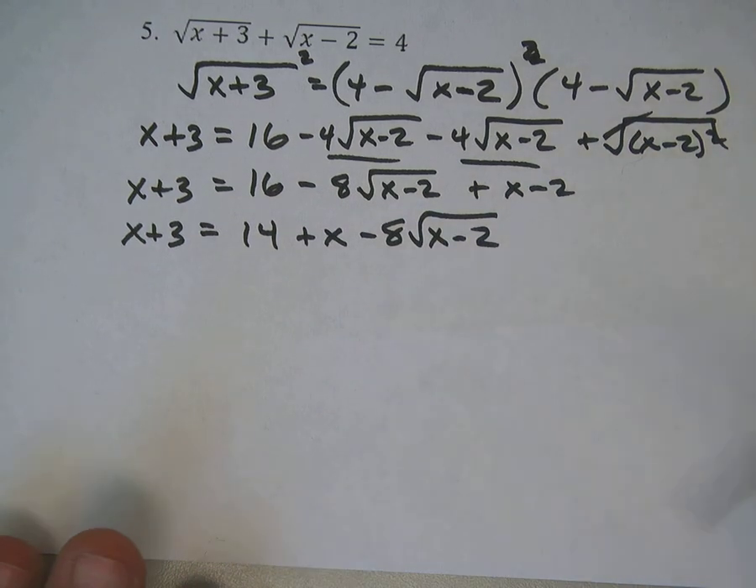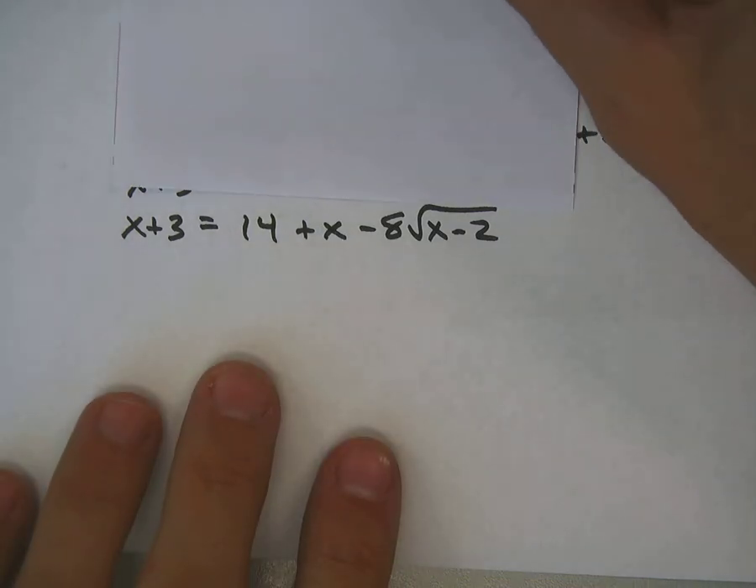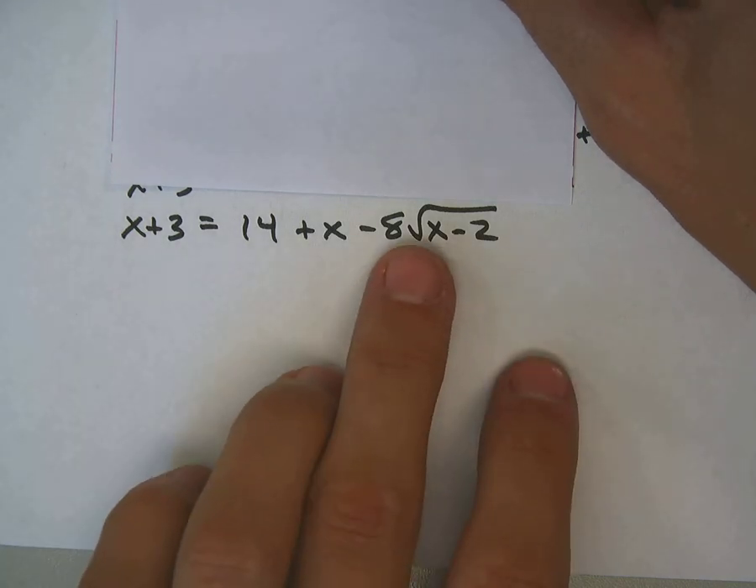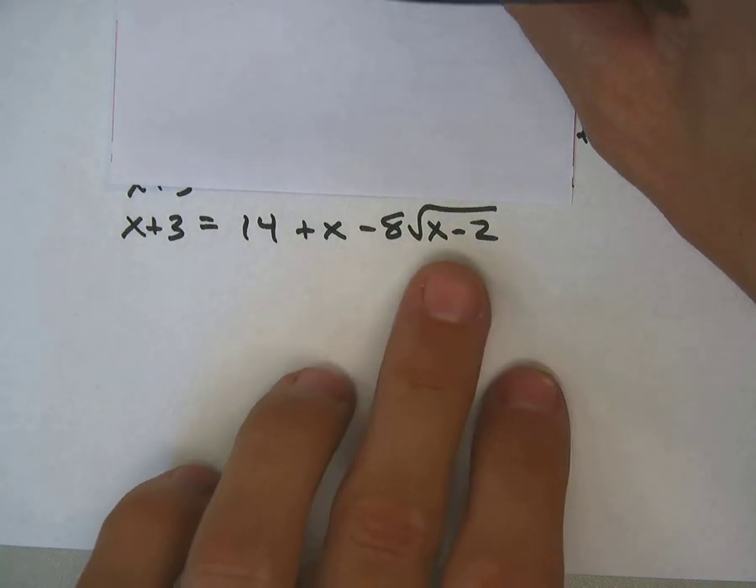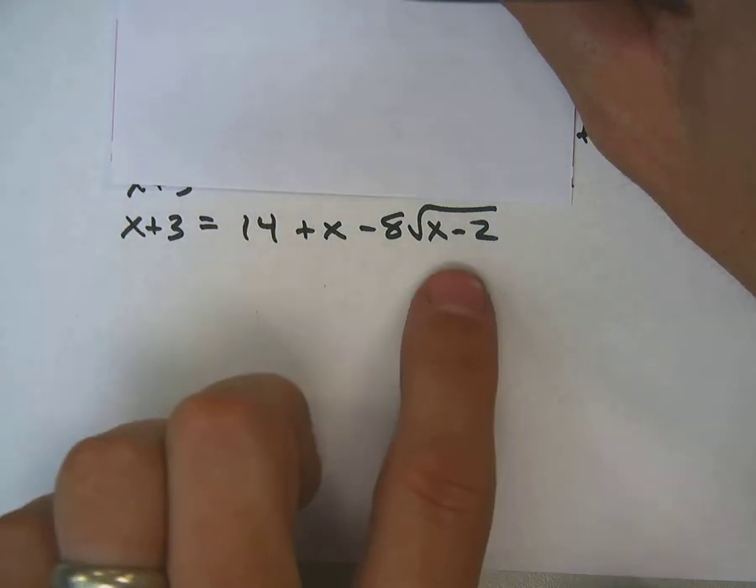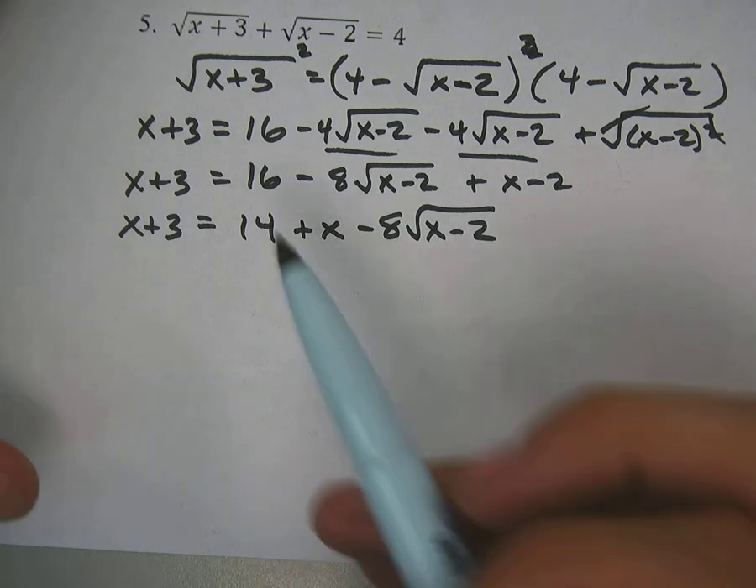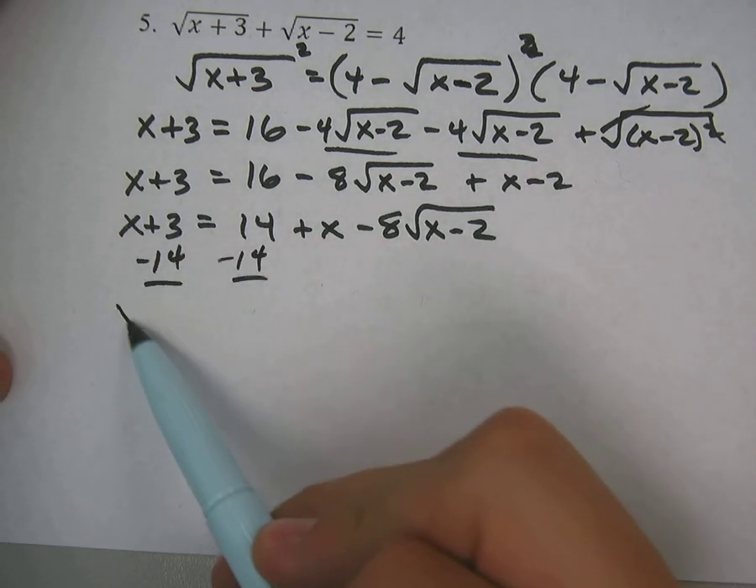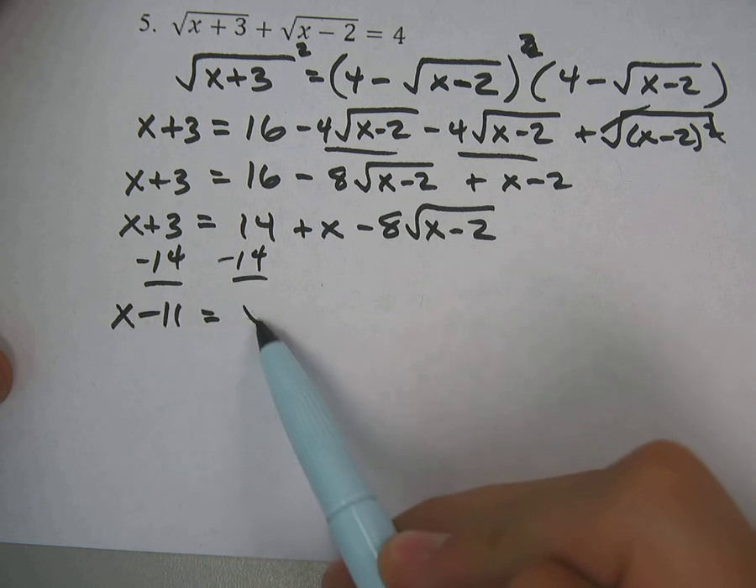So what we're going to do is, if you can kind of just ignore the previous stuff, if we were just starting out like this, one of the things we would do is isolate this radical, just like we did in our previous problem. So that's what we're going to do. We're going to try and move these things to the other side and just get this radical all by itself. So if I subtract 14, I get x minus 11 equals x minus 8 root x minus 2.